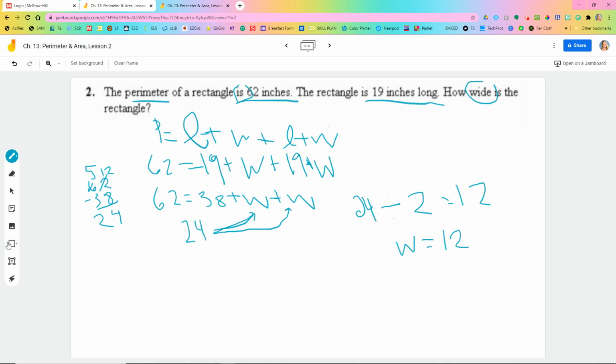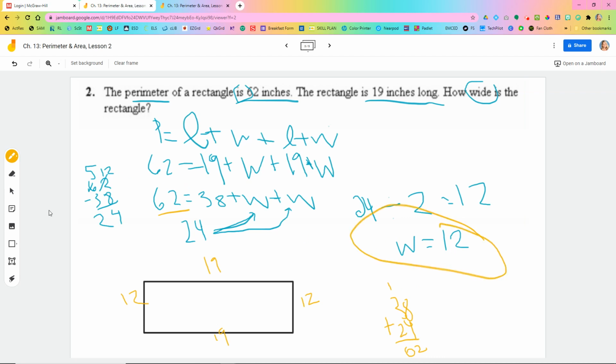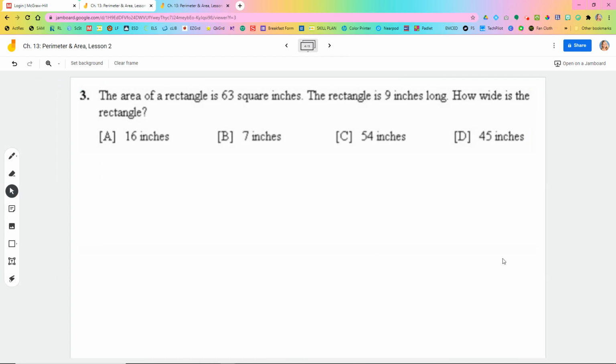And if you wanted to check by finding the perimeter, you could say if one side is 19, the other side is 19. If this side is 12, this side is 12. 19 plus 19 is 38. 12 plus 12 is 24. 3 plus 2 is 5 plus 1 is 6. And so I get my 62. So my width is 12. All right, let's take a look at the next one.